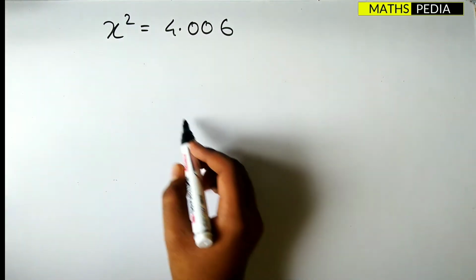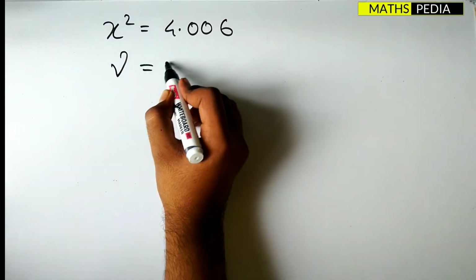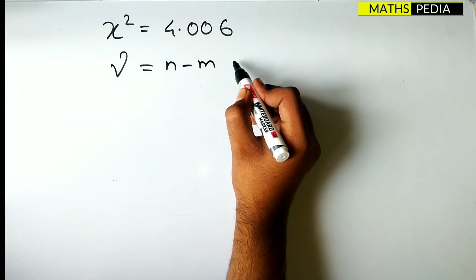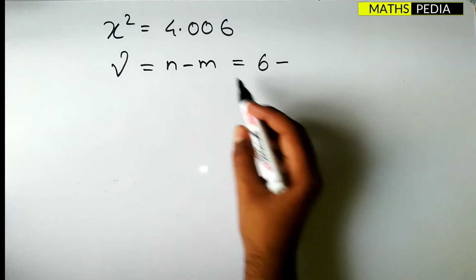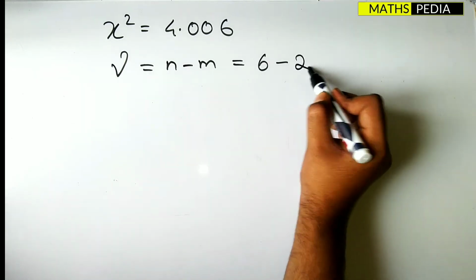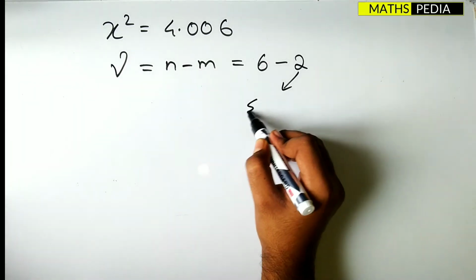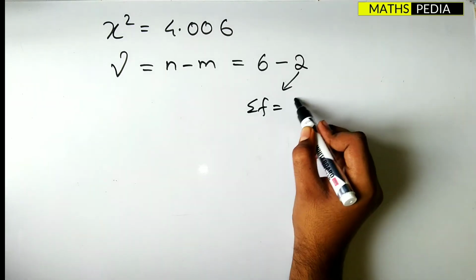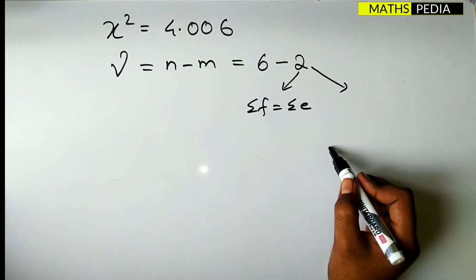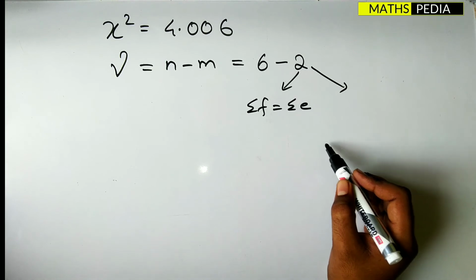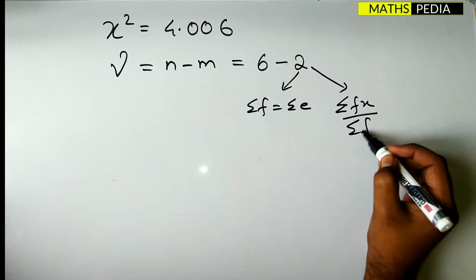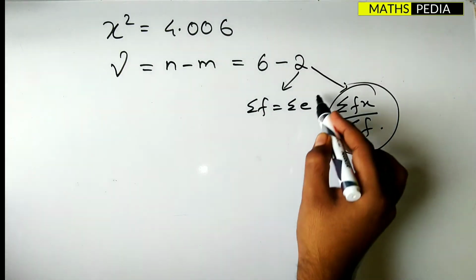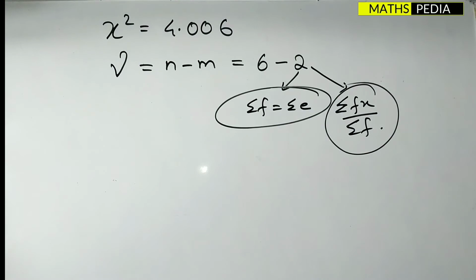For finding the critical value, we first have to find the degree of freedom, that is n minus m. We have the number of frequency pairs as 6. m here will be 2, since we have used one quantity, that is summation of f equal to summation of e, as well as one more quantity, the mean of the frequency distribution. We found the mean as well, summation of f x by summation of f. We have used this quantity also. So you need to remember in which case to take m as 2 and in which case to take m as 1.